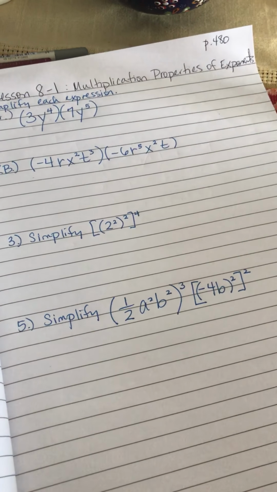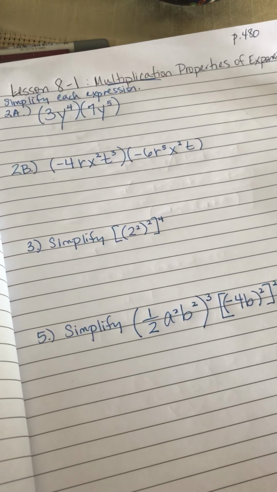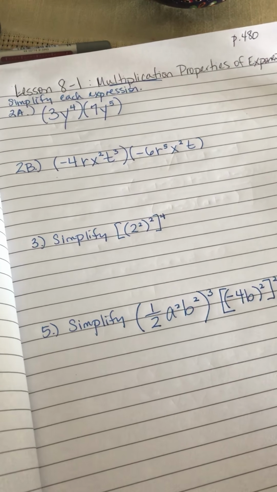Lesson 8-1 is multiplication properties of exponents. So these are the properties that include the multiplication. That would be the first three that are in your flip chart that I posted yesterday.